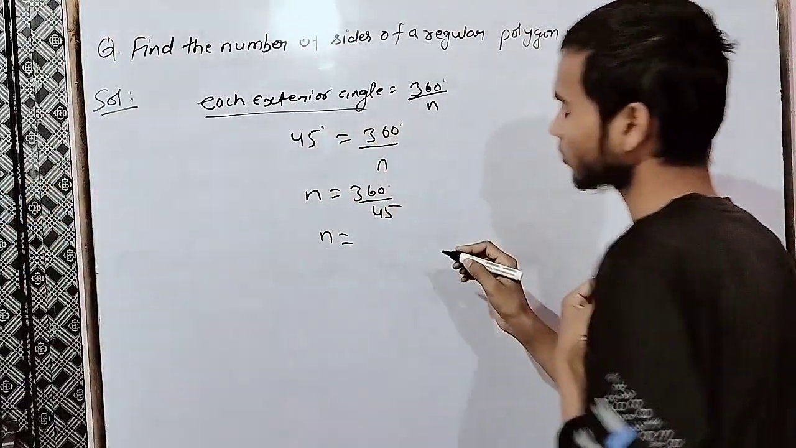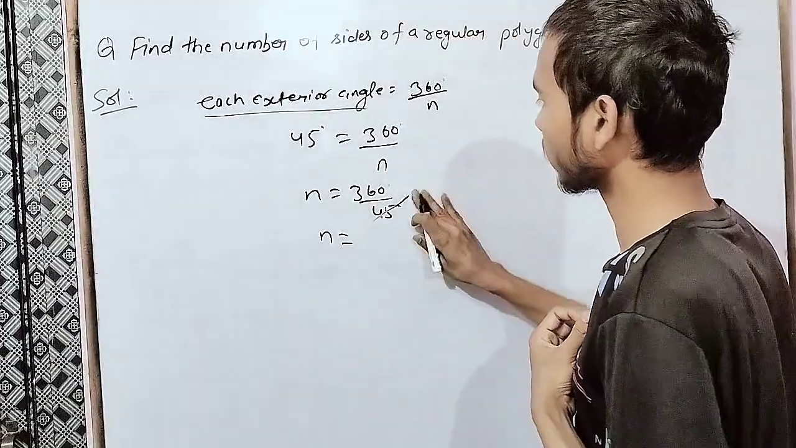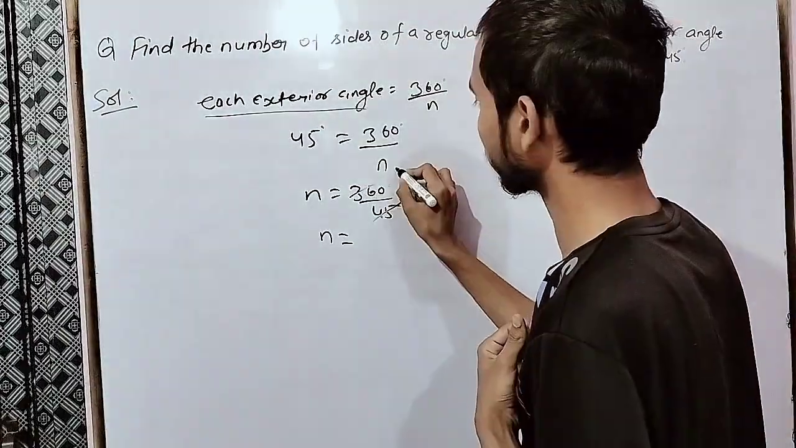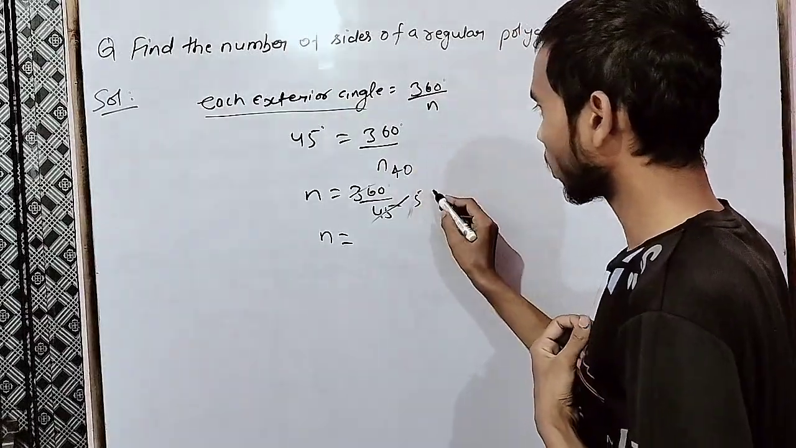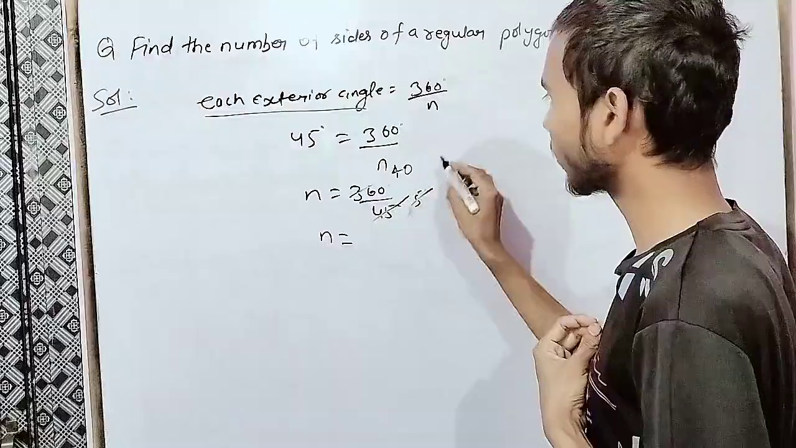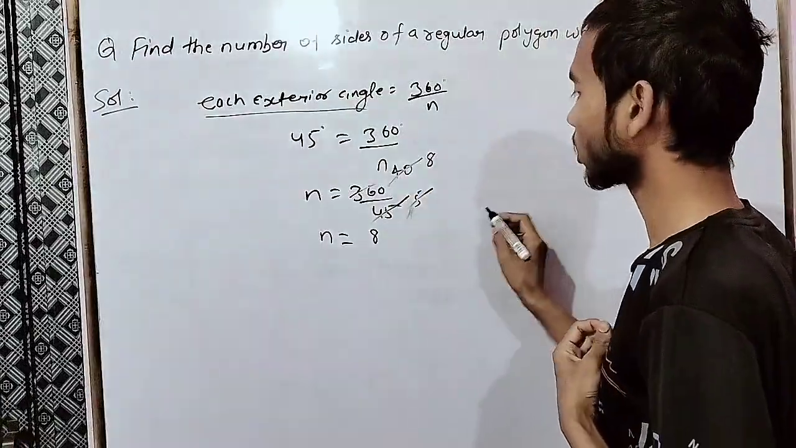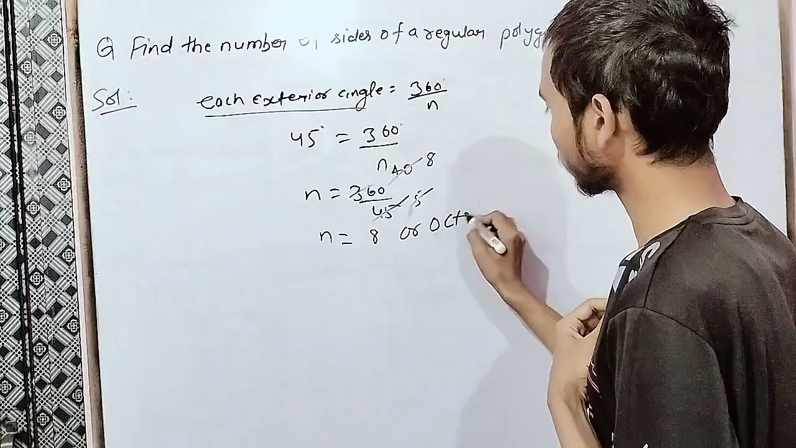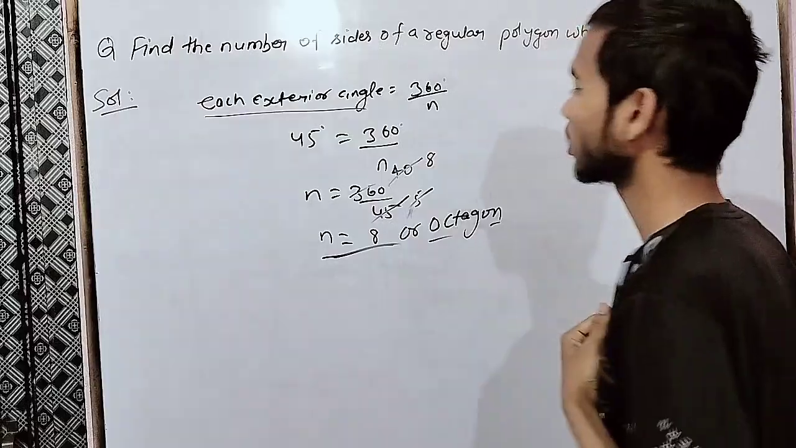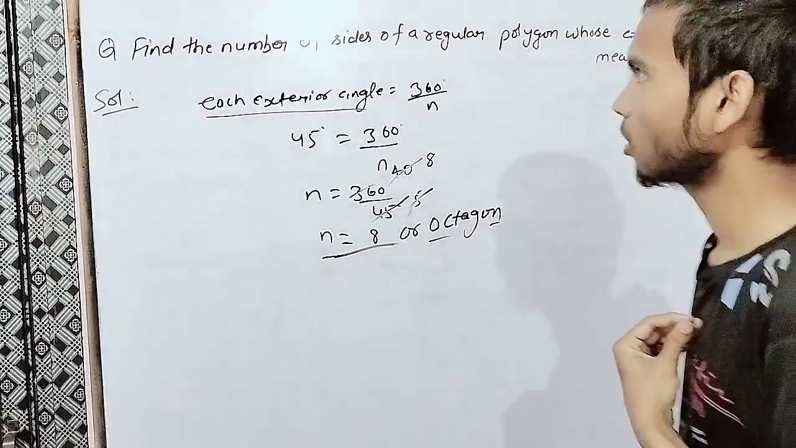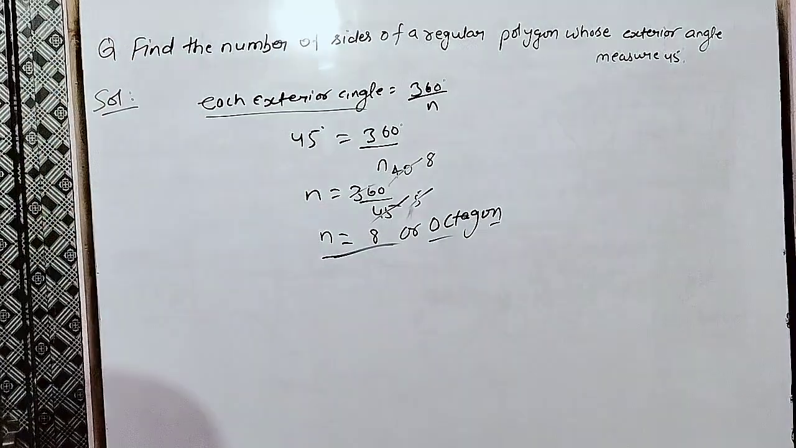9 fives are 45, and 9 fours are 36, so not 9. Now 8 fives are 40, and 8 fours are 32, so it works out to 8. So we have an octagon. Number of sides is how much? 8. This is how we find the number of sides of a regular polygon.